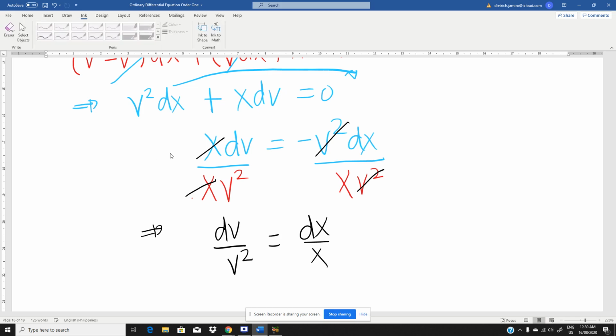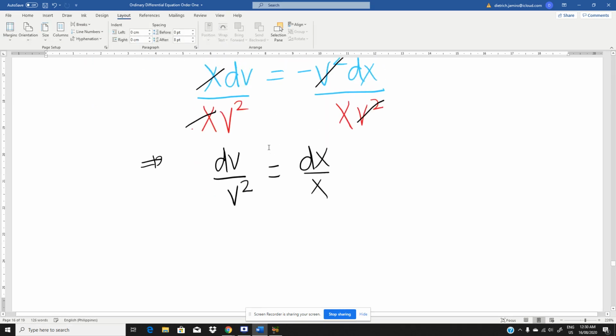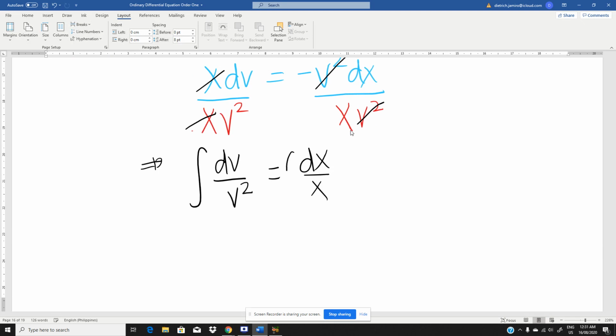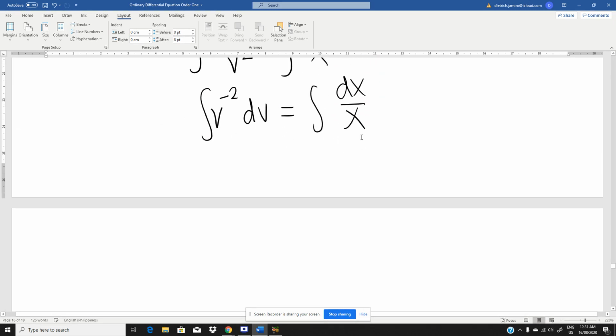So integrating both sides of the equation, using the power rule, first I'll change our left side into this. It will become the integral of v raised to negative 2 dv, using rules of exponent, is equal to the integral of dx over x. Integrating our equation, we will have v raised to negative 1 over negative 1 is equal to ln of x plus c.